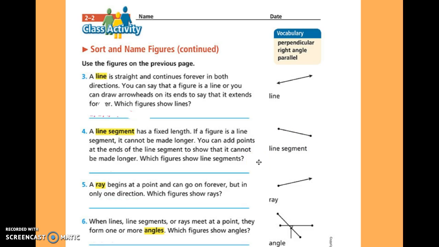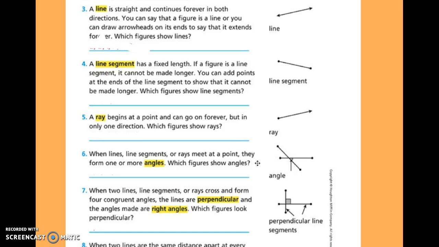A ray begins at a point and can go on forever, but in only one direction. So here's an example of a ray. We have a point on one end and then an arrow, meaning it can go on forever on the other. So a ray can only go on forever in one direction.